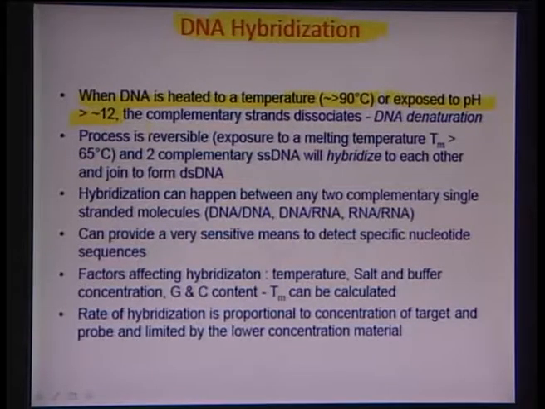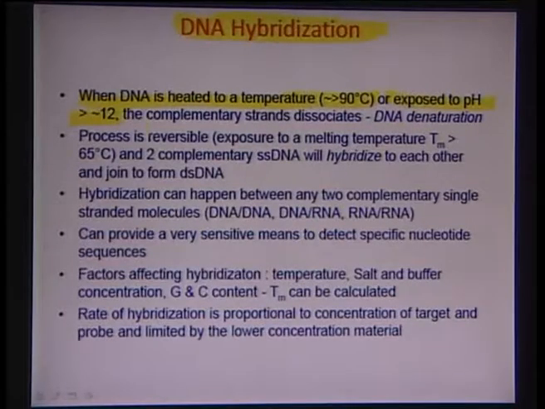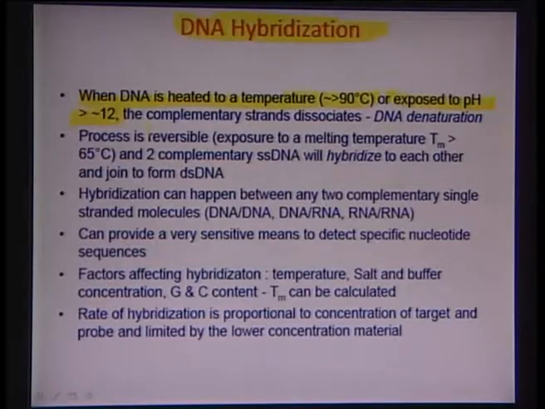Further, hybridization can happen between any two complementary moieties, like a DNA and a DNA, or a DNA and an RNA. The difference between RNA and DNA essentially is that RNA is a single stranded structure, and the thymine in an RNA is replaced with another base called uracil. That is the primary difference between an RNA and a DNA. So hybridization can take place between two DNAs, a DNA and an RNA, or an RNA and an RNA, and essentially the only thing needed for hybridization to happen is the complementarity of the two joining strands.